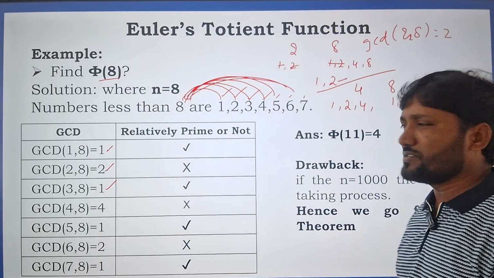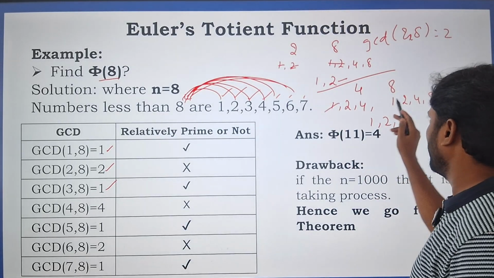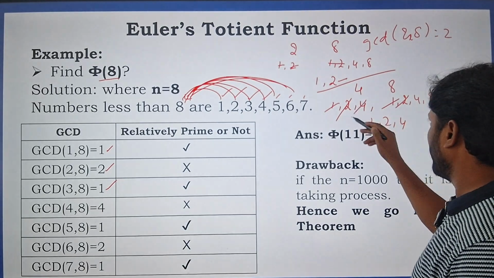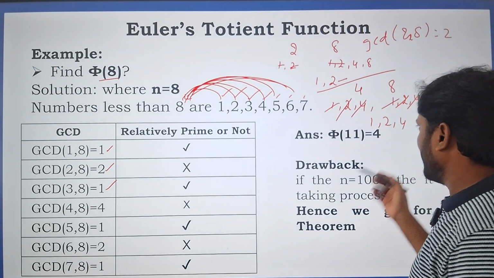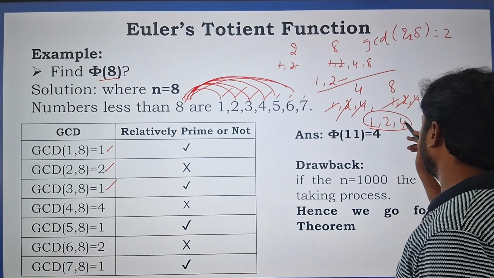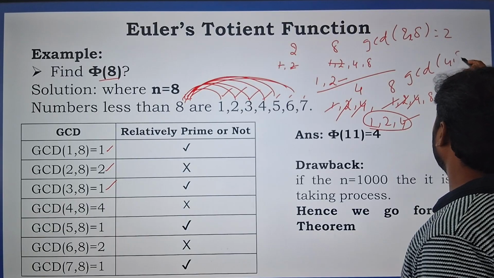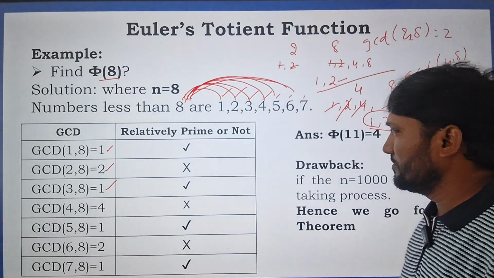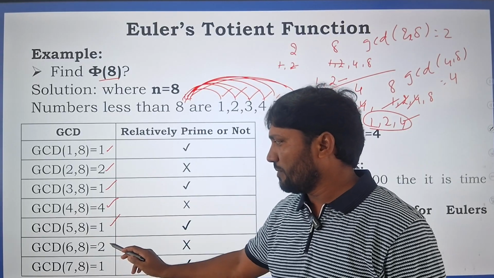What are the common numbers here? 1, 2 and 4. So there is a 1, there is a 2, there is a 4. Now what is the highest value among these three numbers? 4. That is, the GCD of 4 comma 8 equals 4. Next, 5 comma 8 is 1, and 6 comma 8 is 2.